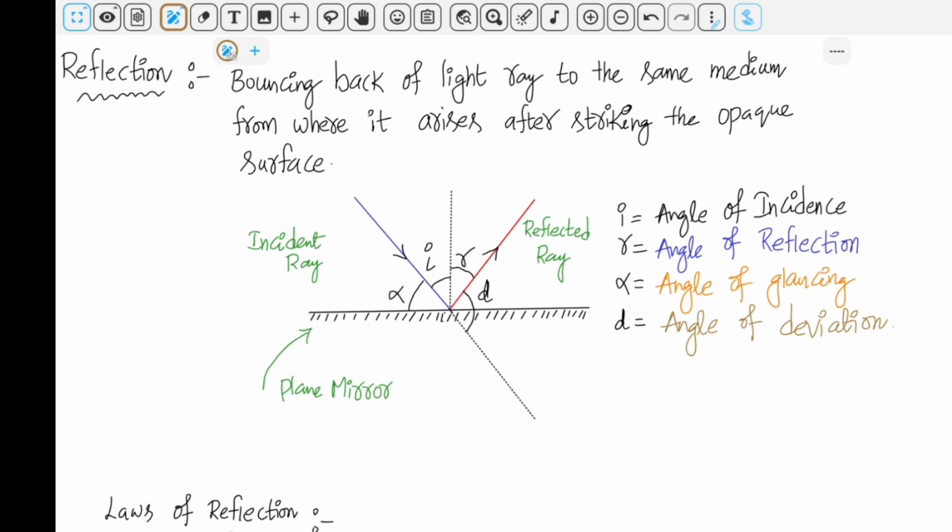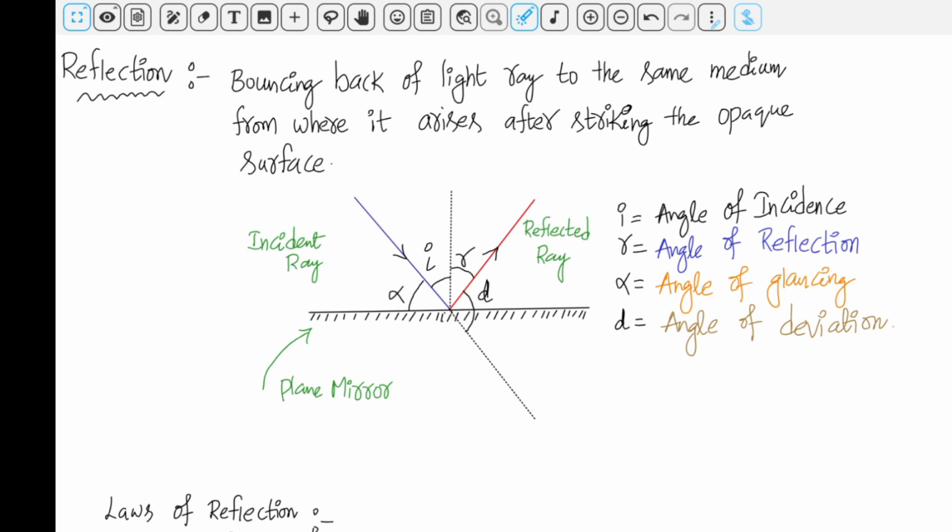Okay. So first, we are going to see the definition. The definition of reflection of light is bouncing back of a light ray to the same medium from where it arises. So from a particular medium, the light ray is coming like this, and after striking the plane mirror, it is bouncing like this. It is called reflection.